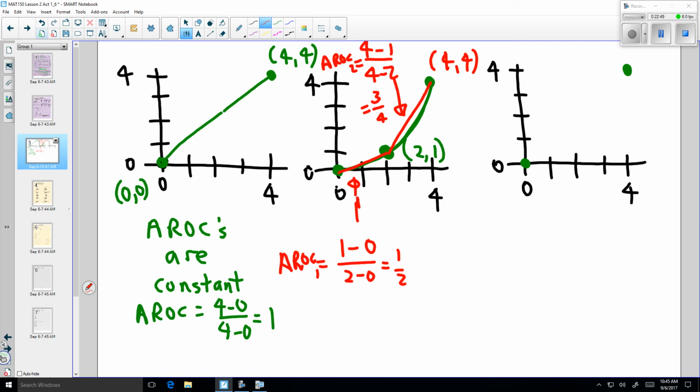So the 1/2 is smaller than the 3/4. So the AROCs are not remaining constant as X increases, they're increasing. So AROCs are increasing. They're getting more positive.